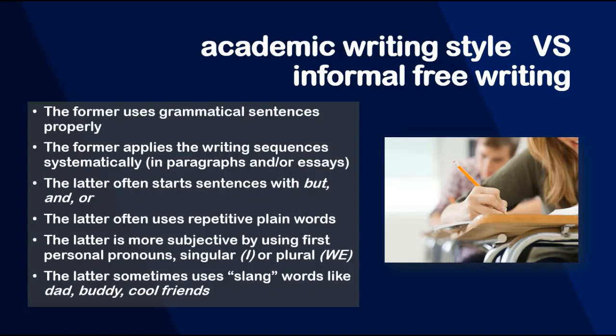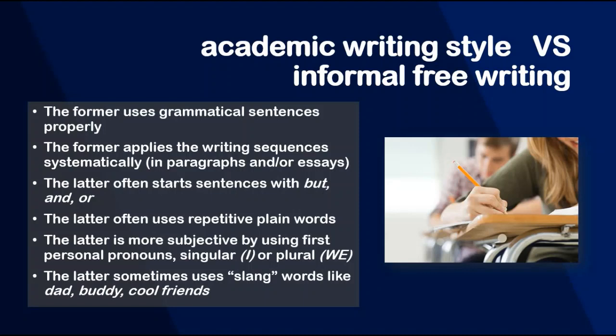And then informal free writing will usually reveal the use of simple words repetitively. So there will be some kind of repetition of the same words over and over. And usually the sentence will start subjectively with pronouns like I or we, which should be avoided in the academic writing style. And the last one is, of course, that in informal free writing, the writer usually uses slang words, which is informal and cannot be used in the academic writing style.